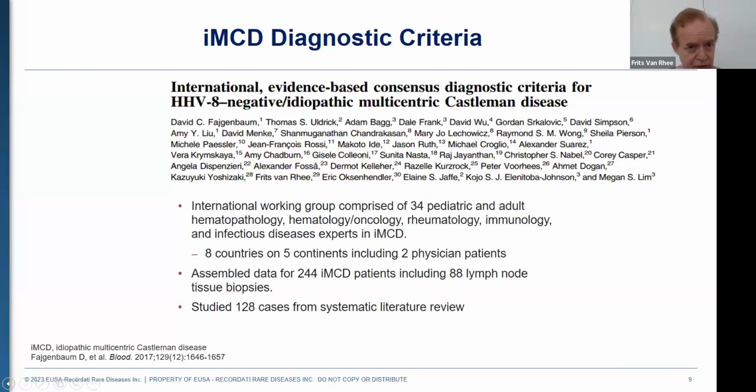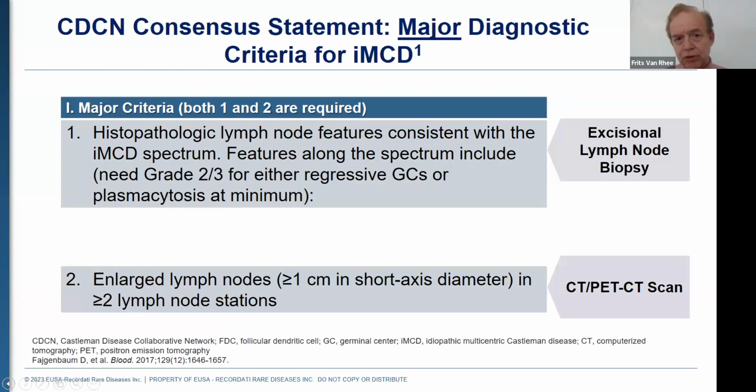So what we did with this group of physicians and scientists is to assemble data from 244 iMCD patients, and we had a number of meetings trying to find consensus regarding diagnostic criteria. We met on a number of occasions at the American Society of Hematology meeting, and also at a meeting at the University of Pennsylvania where we looked at lymph node biopsies. Here is what we came up with in terms of the diagnostic criteria.